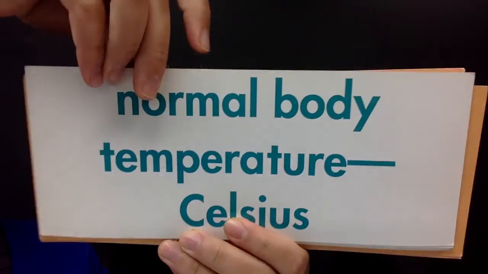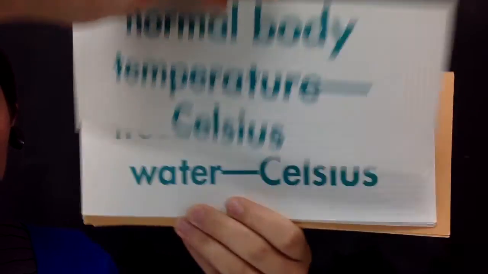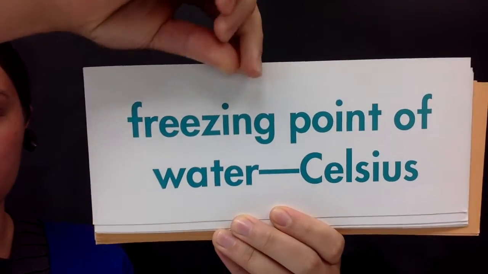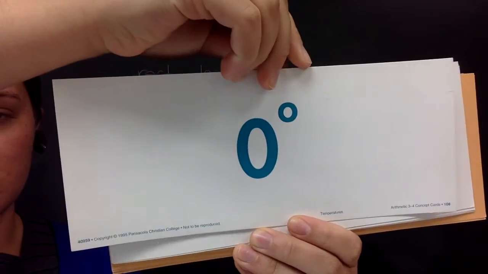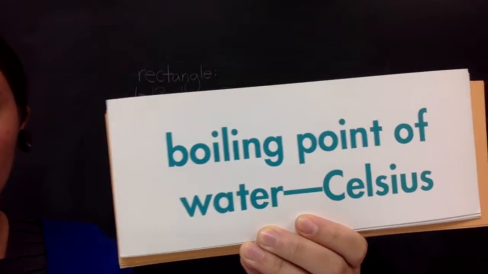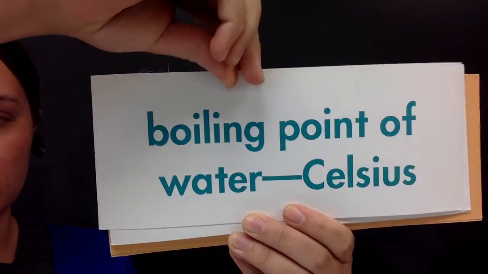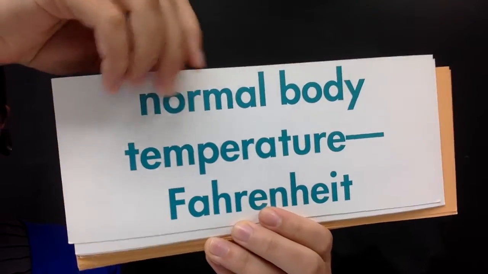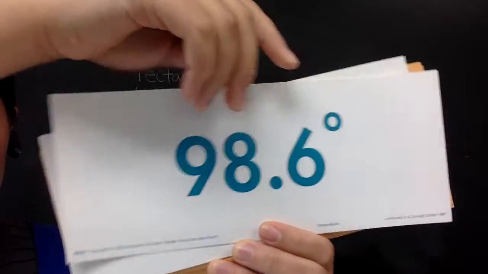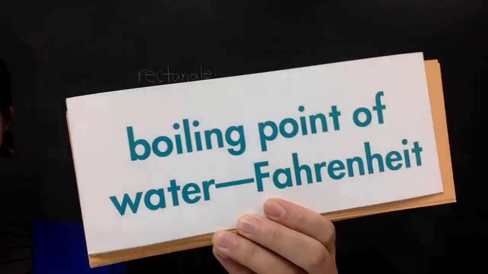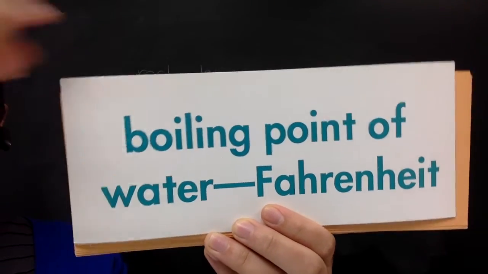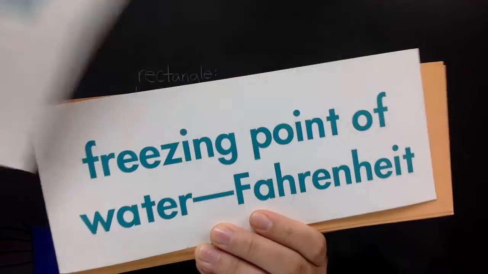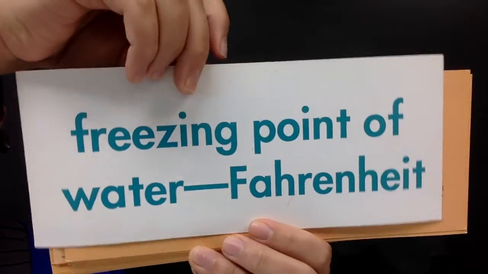What is the normal body temperature Celsius? 37 degrees. Freezing point of water Celsius. 0 degrees. Boiling point of water Celsius. 100 degrees. Normal body temperature Fahrenheit. 98.6 degrees. Boiling point of water Fahrenheit. 212 degrees.